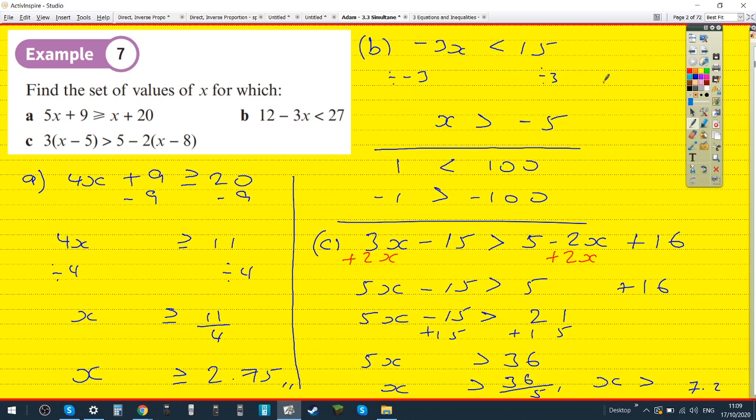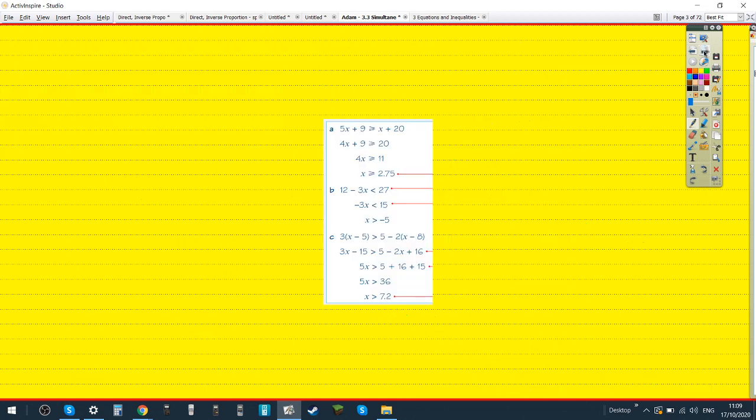But the biggest thing with that one is two things. If you divide or multiply both sides by a negative, the inequality sign flips. And if you have unknowns on both sides, it's easier to eliminate the smaller one first. Any questions there? Nope.